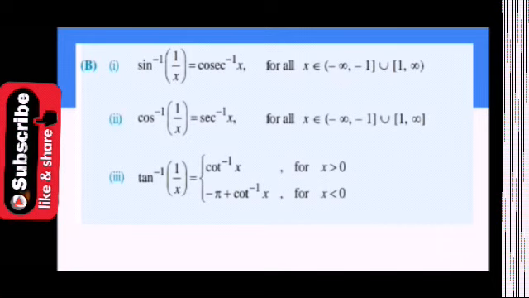This corresponds to the reciprocal formula. As you know, sine theta equals 1 by cosec theta, cos theta is equal to 1 by sec theta, and tan theta is equal to 1 by cot theta. But here you say sine inverse 1 by x equals cosec inverse x for x belongs to minus infinity to minus 1 union 1 to infinity.